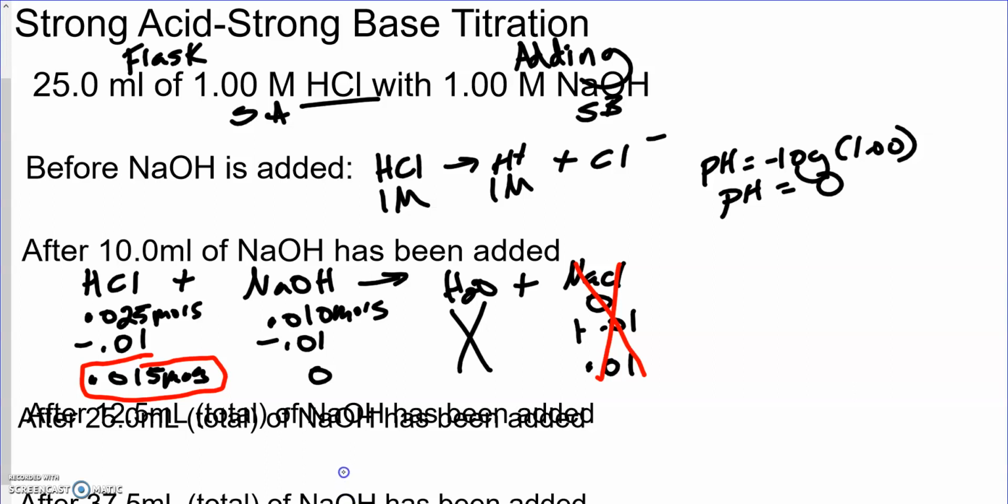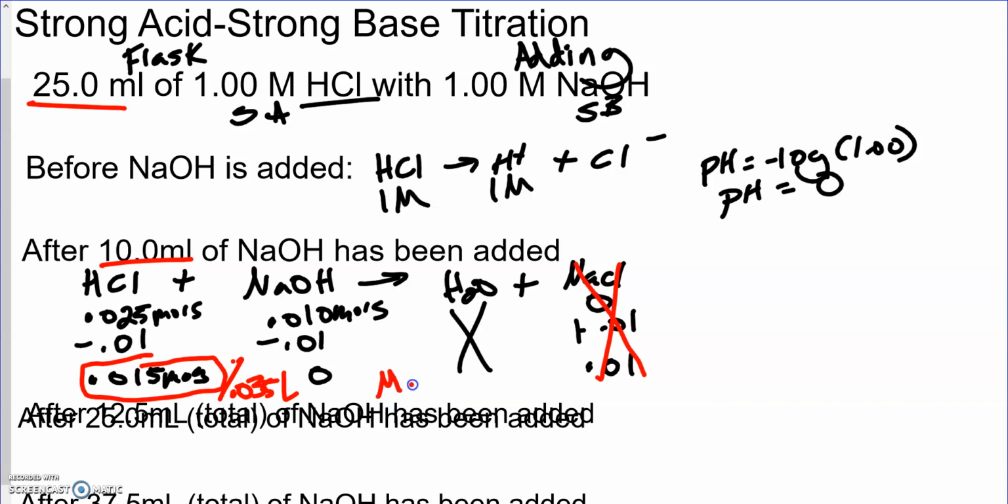Now, to find pH, we need molarity. Well, how do we calculate molarity? Molarity is moles over liters. So we started with 25 milliliters. We added 10 milliliters. So our total volume at this point in time is 0.035 liters, which is going to give us a grand total for our new molarity of 0.43. I'm going to write it over here. We'll stick with 3 sig figs.